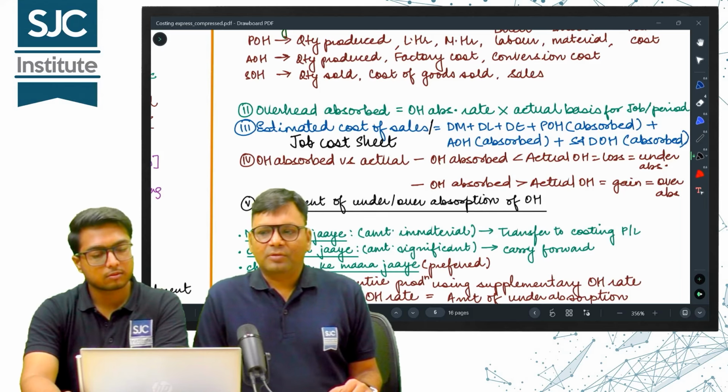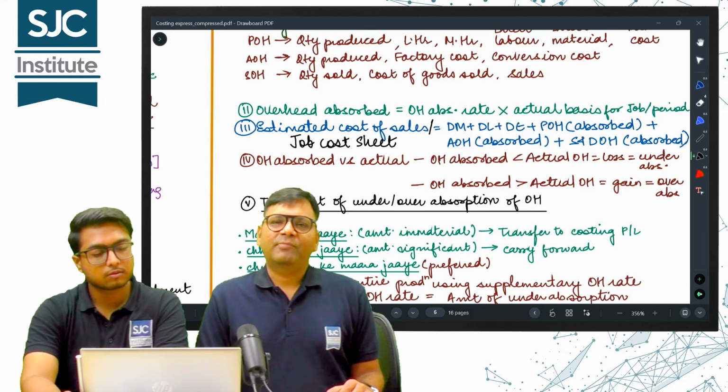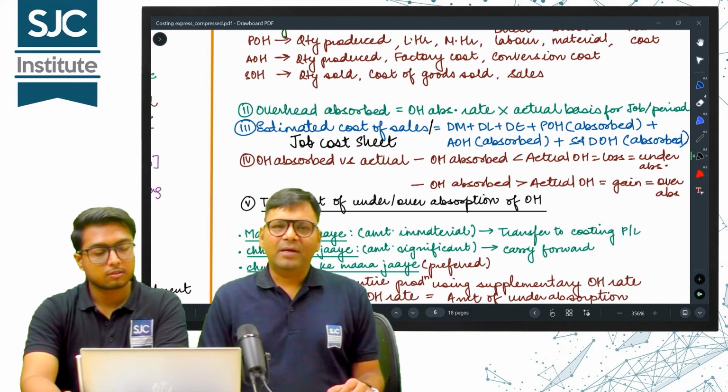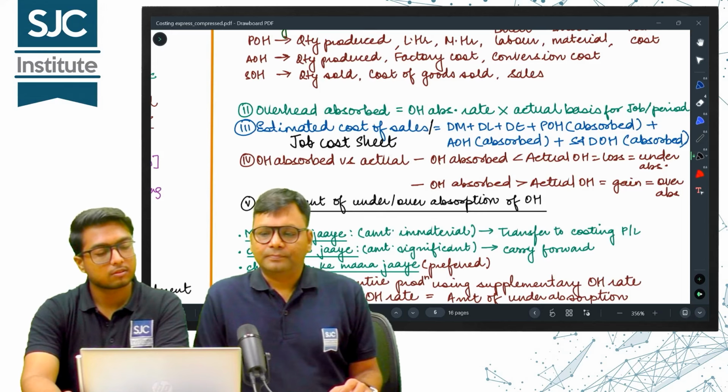The result is called as cost of production. Then you add selling overhead absorbed. Result is called as cost of sales. If profit margin is given, add it and find out the selling price. Remember, in this estimated cost sheet, we don't take opening stock or closing stock in general.